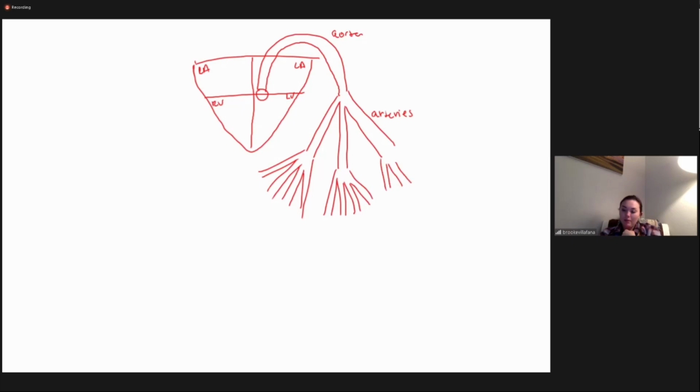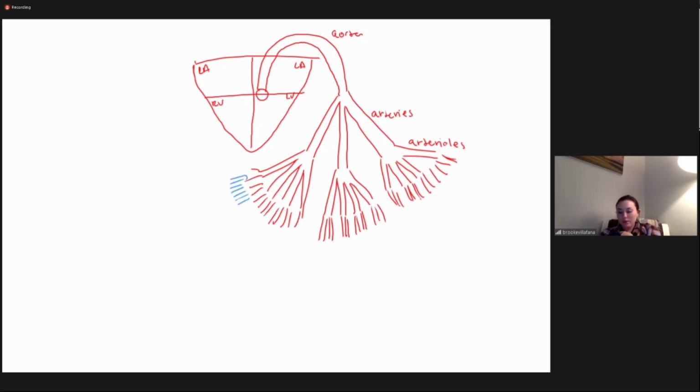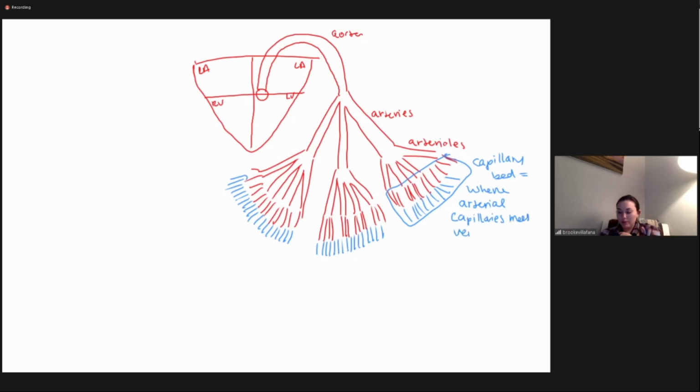And then those will become the capillary bed. These are arterioles, and then that will branch into our littlest vessels called the capillaries. This is what we call our capillary bed. So the capillary bed is where it joins up with the venous side. A capillary bed is where arterial capillaries meet venous capillaries. So the blood is going to start coming back to the heart.